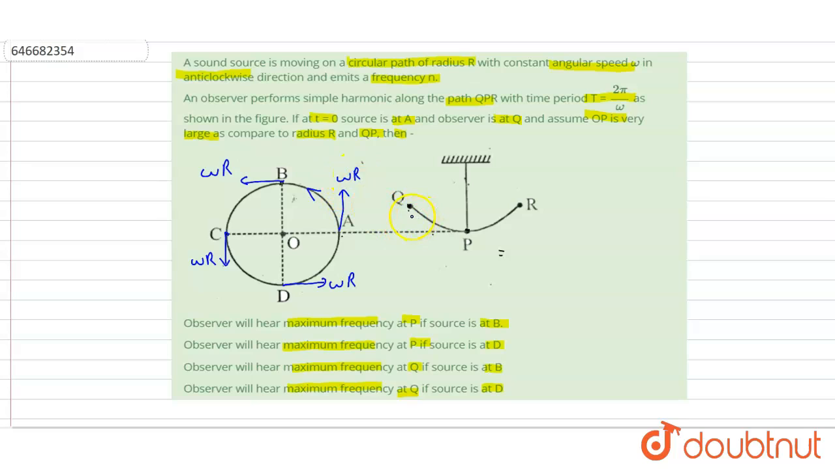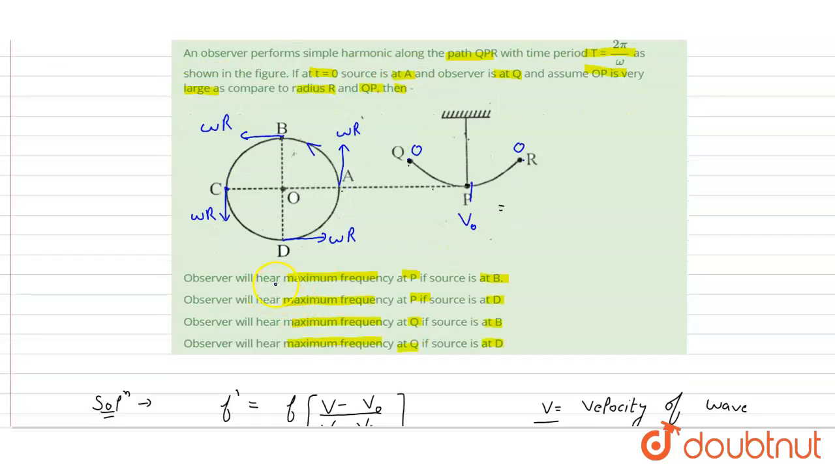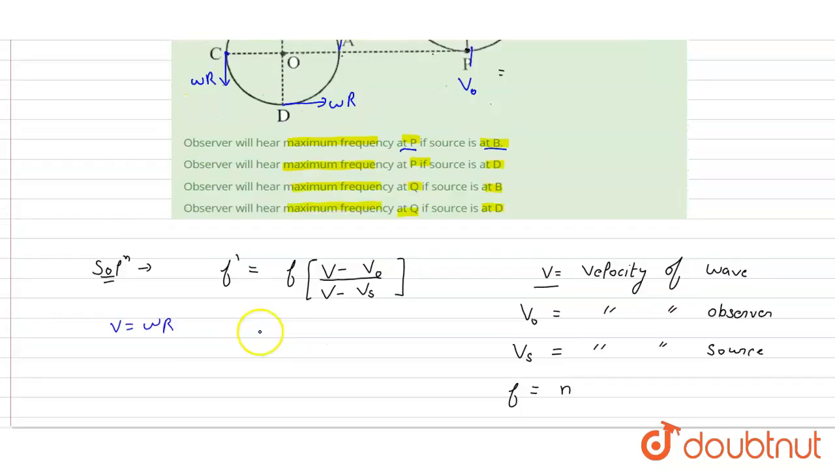Now, our observer is doing SHM. So he is going like this. And at this point, velocity is maximum. We will consider that it is v naught. And at points Q and R, its velocity is 0 according to the rules of SHM. Now, in option A, we have to find out when our source is at point B and observer is at point P.